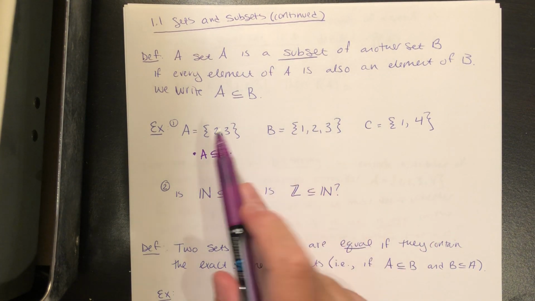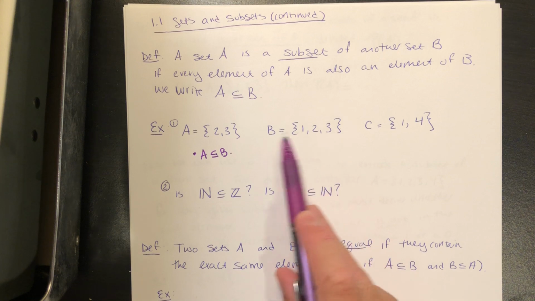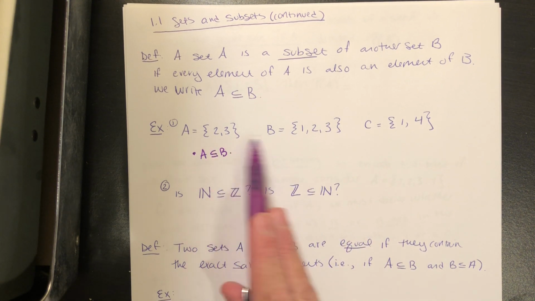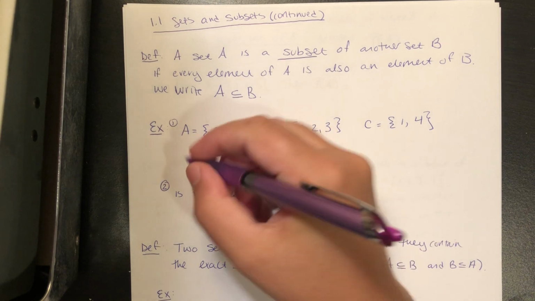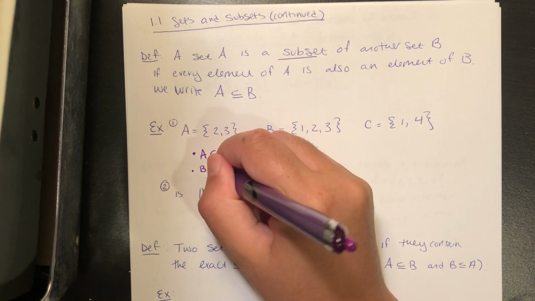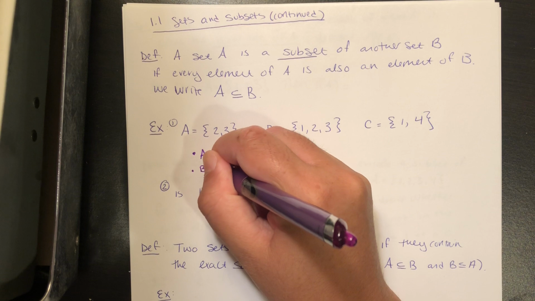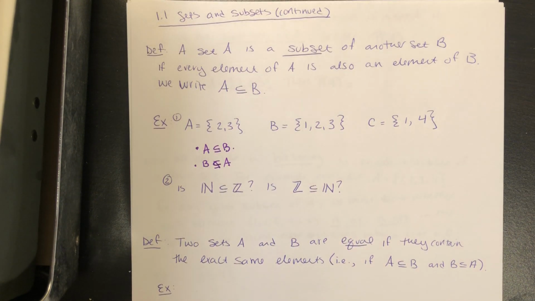But B is not a subset of A because it's not the case that every element of B is also an element of A. For instance, 1 is an element of B, but not an element of A. So we could say that B is not a subset of A. You can just put a slash through the symbol to say not a subset.